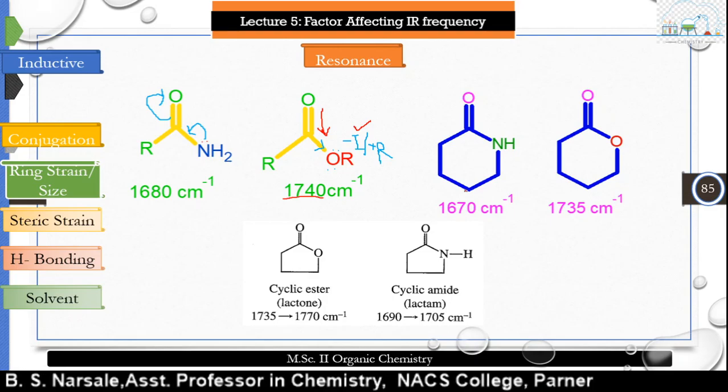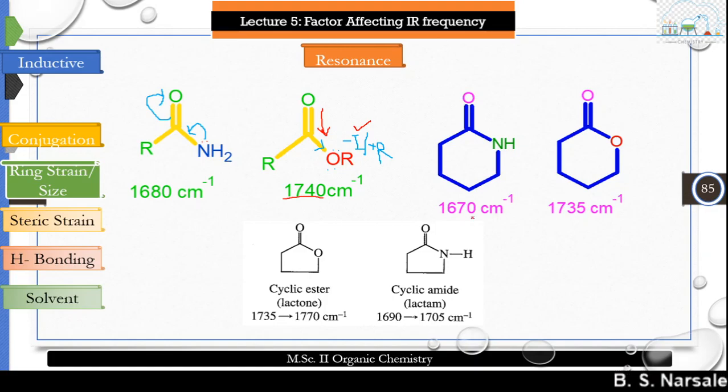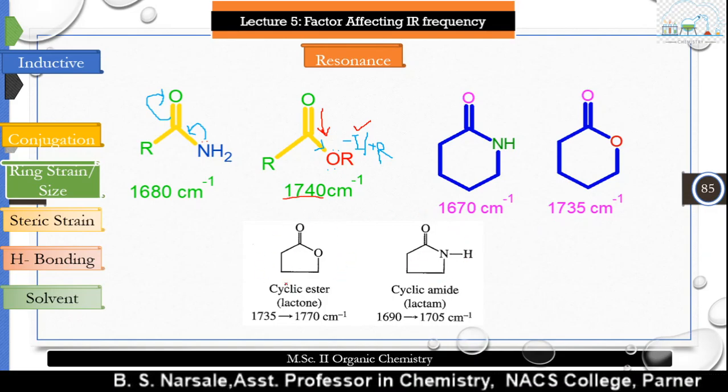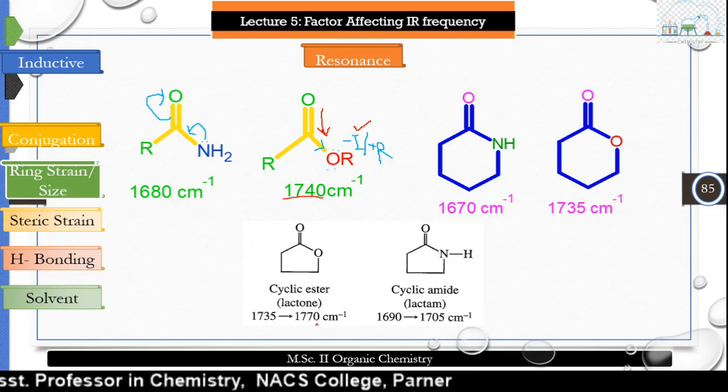The same thing we look for in the cyclic amide, that is lactam, and the cyclic ester, that is lactone. Lactam has a lower IR carbonyl frequency as compared to the lactone, 1735. Similarly, look at the 5-membered lactone and lactam. Again, we look at how much change there will be.